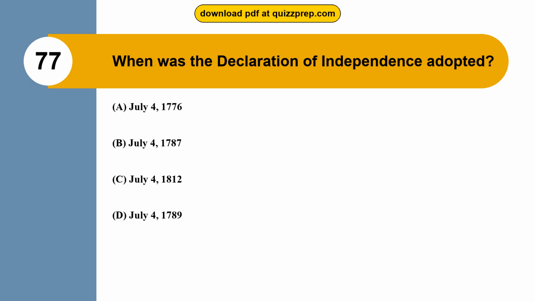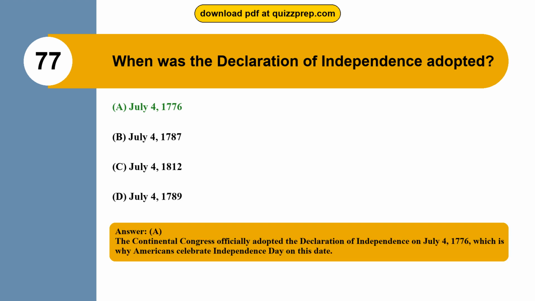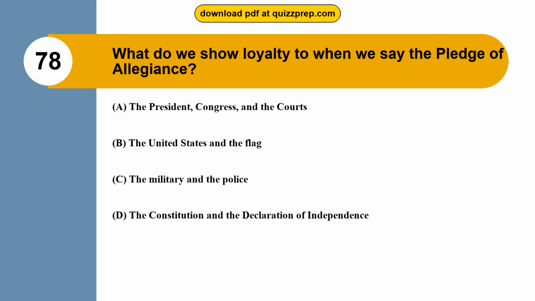Option A, July 4, 1776. Option B, July 4, 1787. Option C, July 4, 1812. Option D, July 4, 1789. The correct answer is option A, July 4, 1776. The Continental Congress officially adopted the Declaration of Independence on July 4, 1776, which is why Americans celebrate Independence Day on this date.